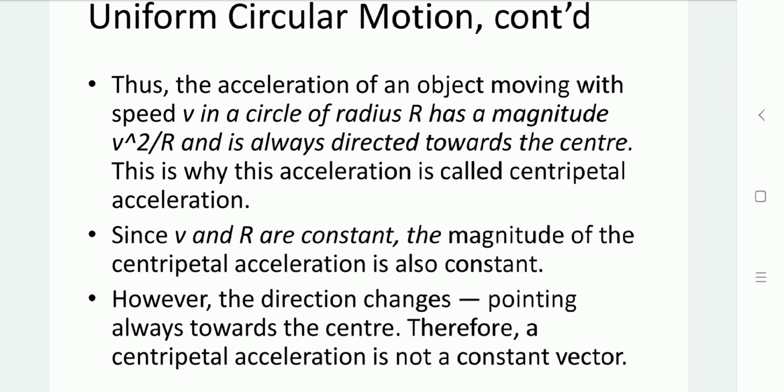Magnitude of the velocity, that is the speed. So speed remains constant, so the magnitude of acceleration is also constant. And the direction is going to change, that is always pointing towards the center, and that's why acceleration a, the centripetal acceleration, is not a constant vector.